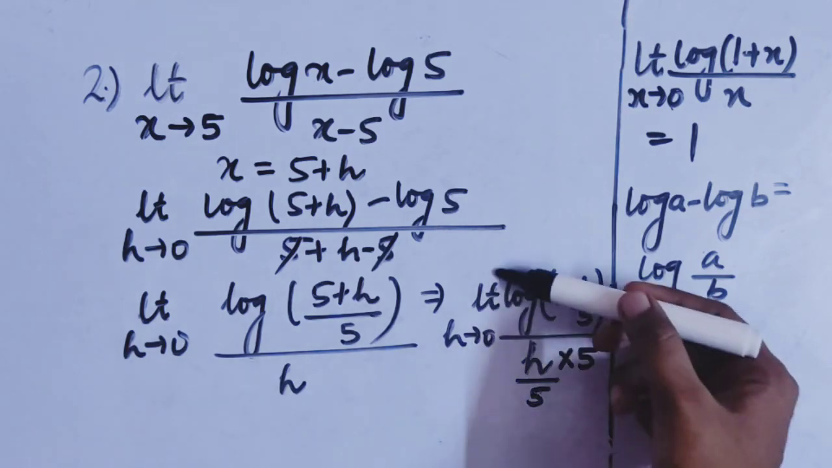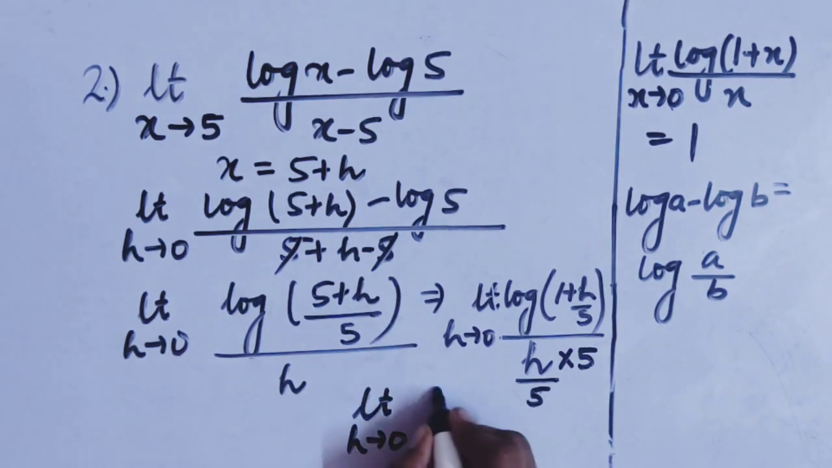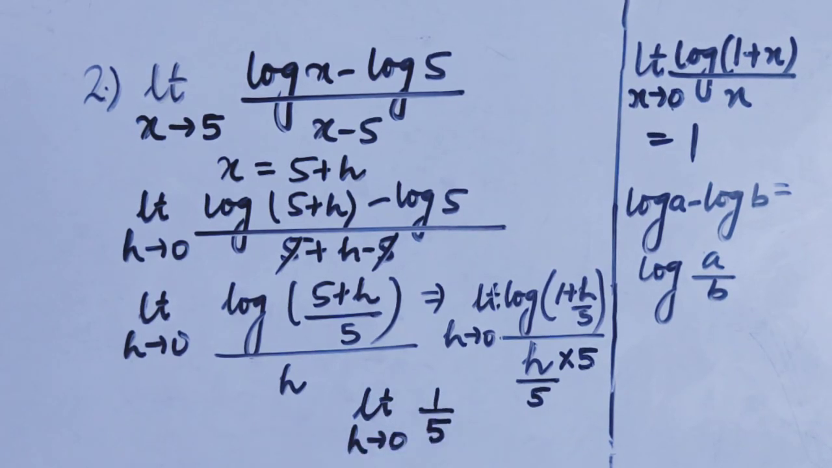Now see, what will this whole become? This will become 1. And what will be only left? It will be limit h tends to 0, 1/5. Only this will be left and its answer will be 1/5. So I hope this question will be clear to all.